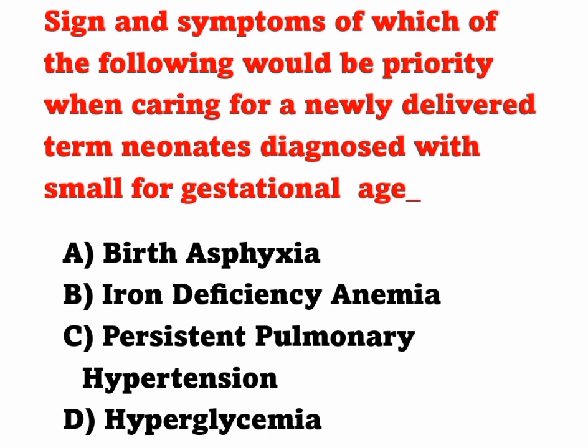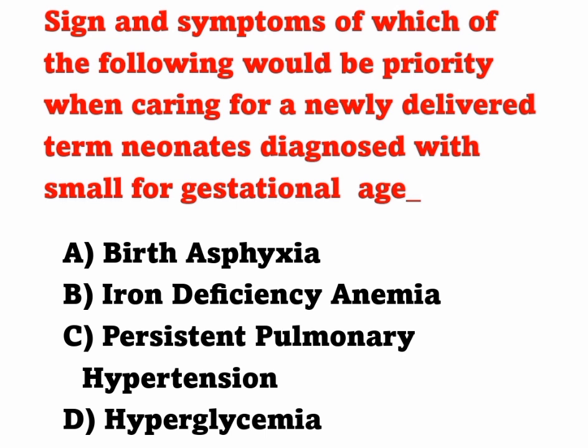First question we can see, signs and symptoms of which of the following would be priority when caring for a newly delivered term neonate diagnosed with small for gestational age. And our options, first option birth asphyxia, option B iron deficiency anemia, option C persistent pulmonary hypertension, option D hyperglycemia.